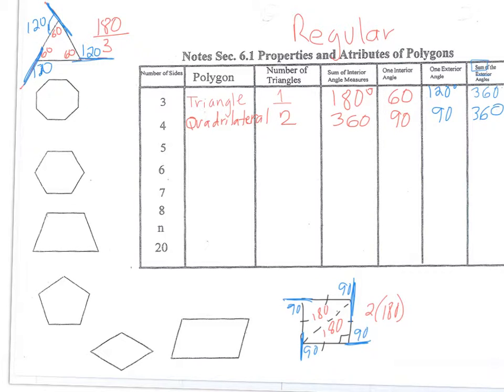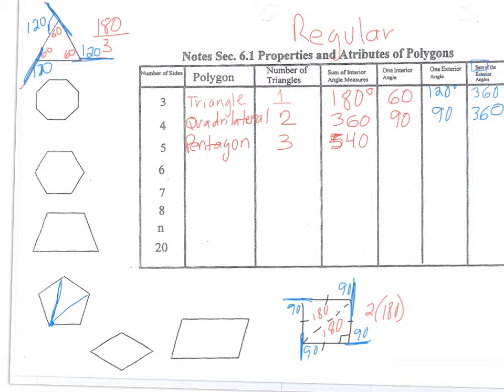Okay, so for the pentagon, which is this right here, you're supposed to have drawn how many diagonals? 2 diagonals. So it's a pentagon. And how many triangles were formed? 3. What was the sum? 540, because it's 3 times 180.